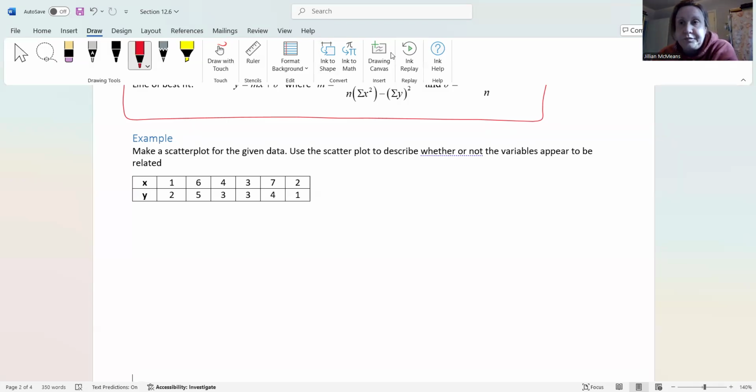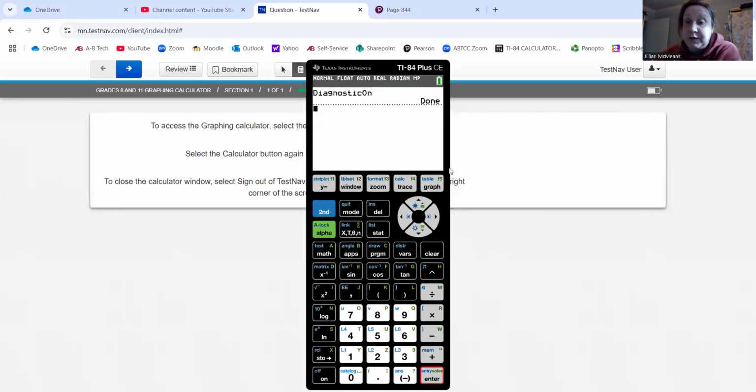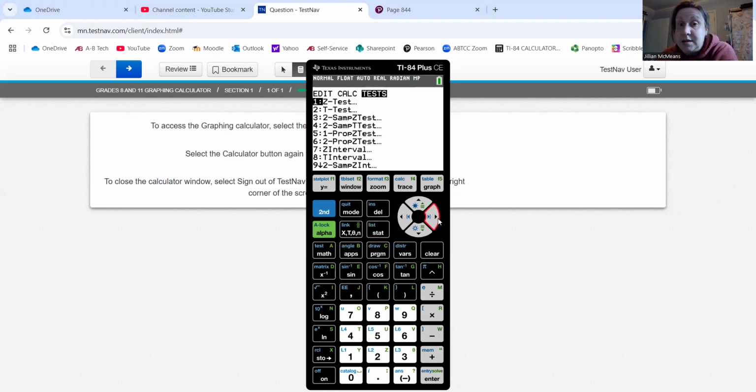Do you remember in the video I made on measures of dispersion? We talked about this. You want to go to the stat button. This stat button allows you to input data. Now remember, there are three menus under stat: edit, calc, and tests. We want to edit. We want to input some data.